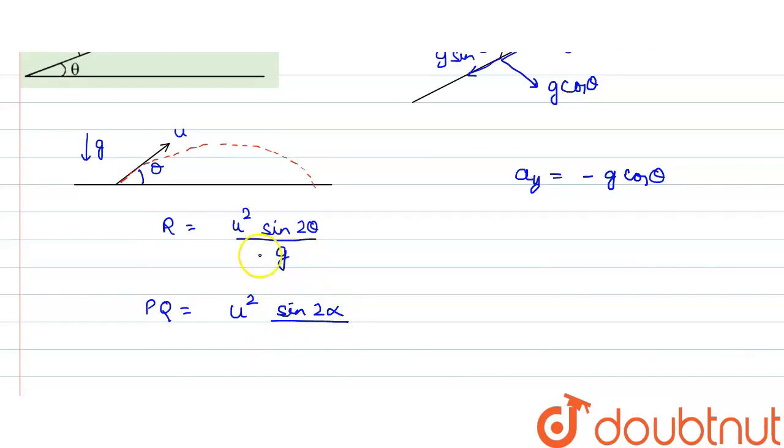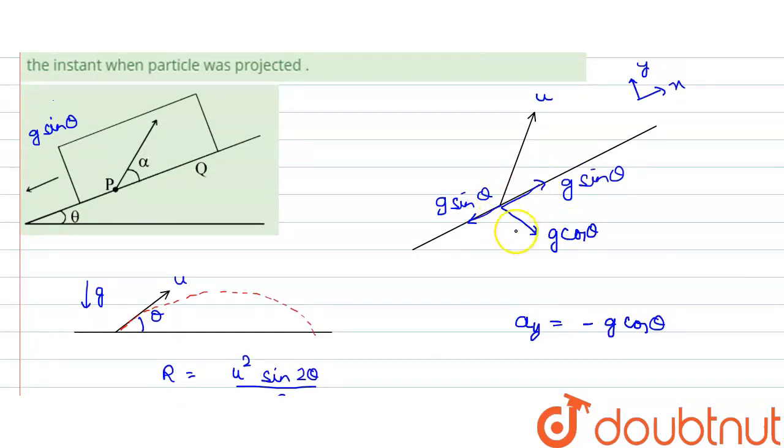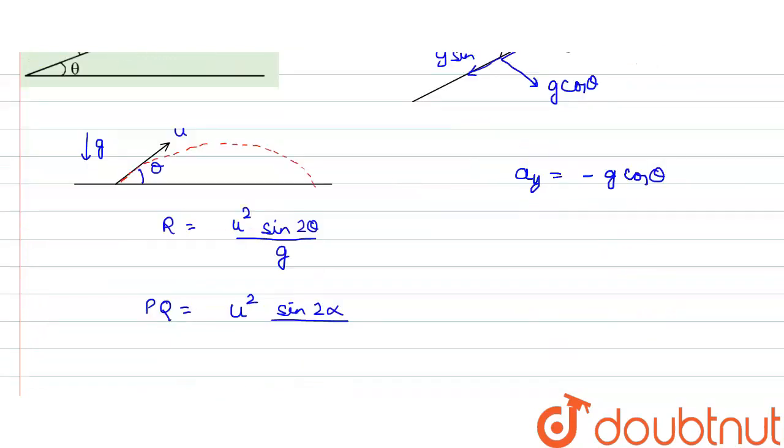divided by g. Now g here is the component perpendicular to the plane from where we have projected the particle. What is the perpendicular component of the acceleration? It is g cos of theta. So we can say that it would be g cos of theta. This we can directly infer from our comparison.